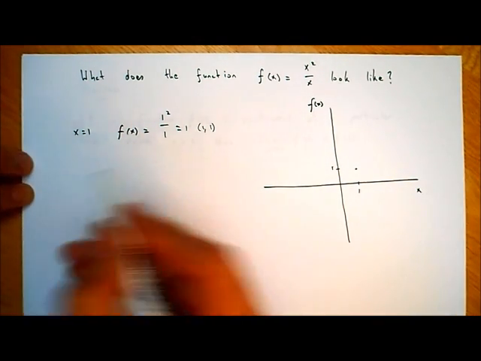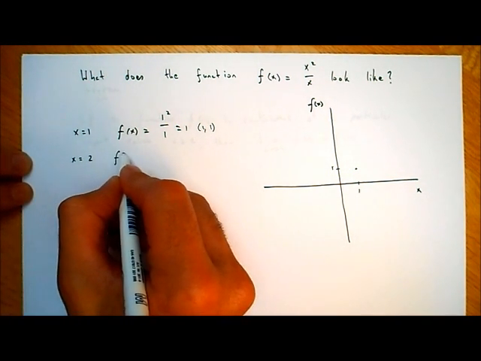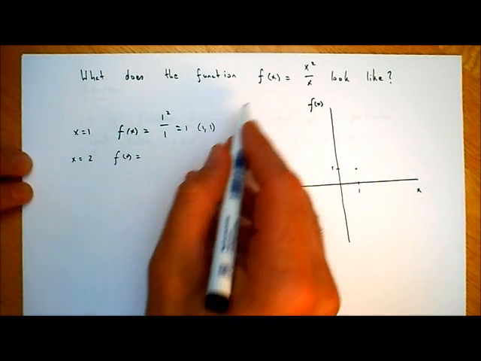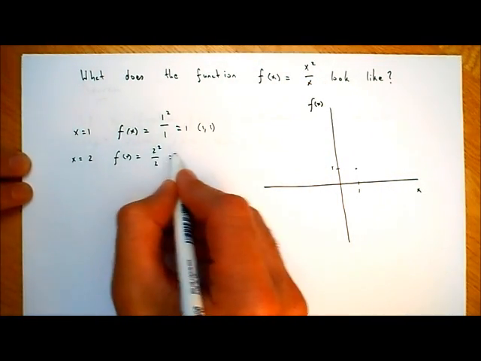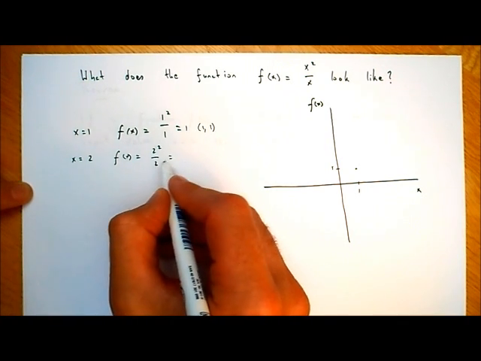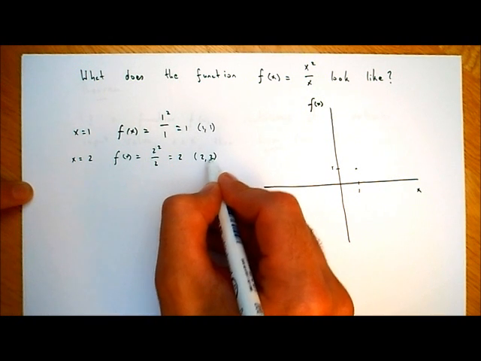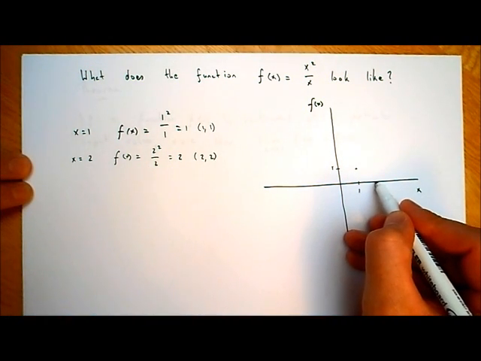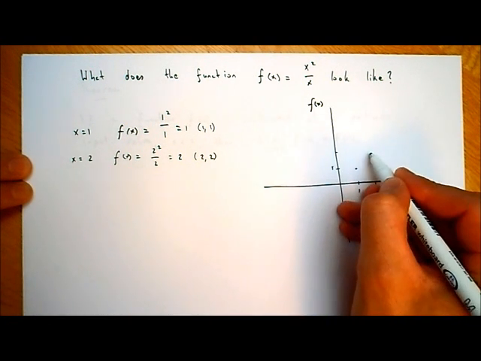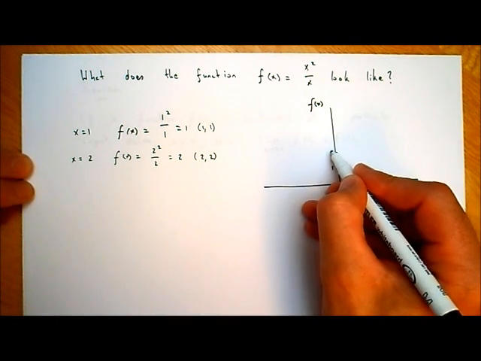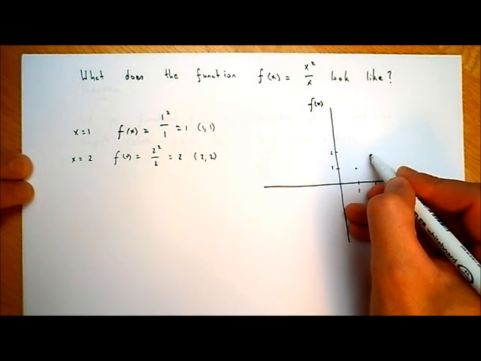Okay, let's fill in another number. Say x is equal to 2. That means f of x is equal to 2 squared over 2, which would be 2 squared is 4, 4 divided by 2 is 2. So that means the point (2, 2) is on the graph. I'm going to plot that point: 2 on the x-axis, 2 on the f of x axis. So there's 2. That would be just here.